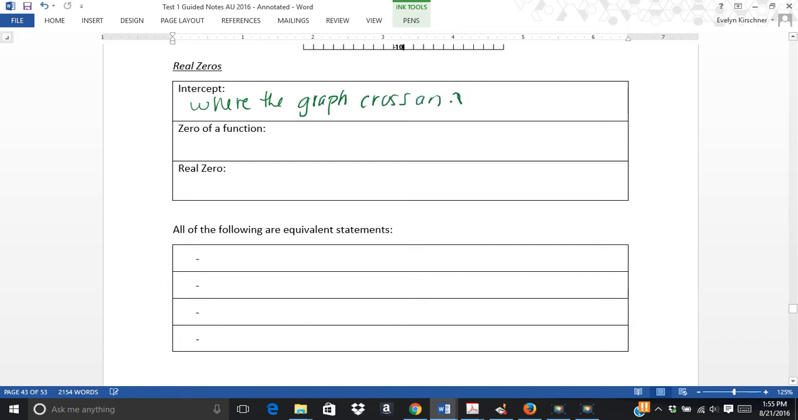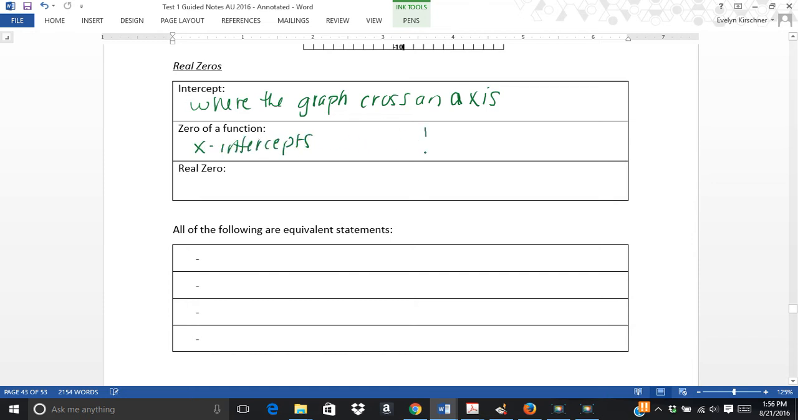So it could either be the x-axis or the y-axis, so I can have a y-intercept or an x-intercept. Y-intercepts we only have one of. X-intercepts we can have many. The zeros of a function are actually the x-intercepts.